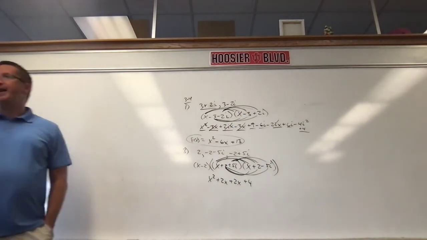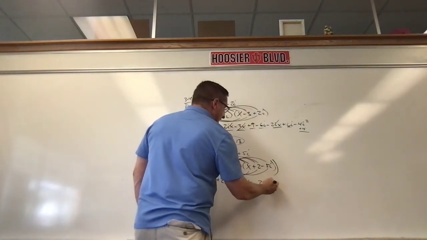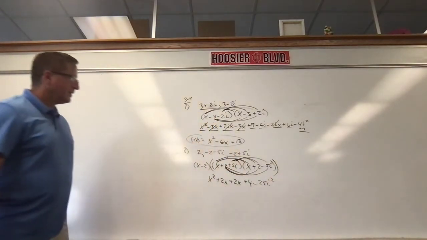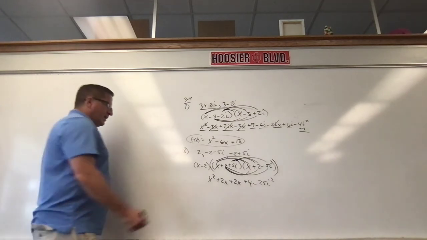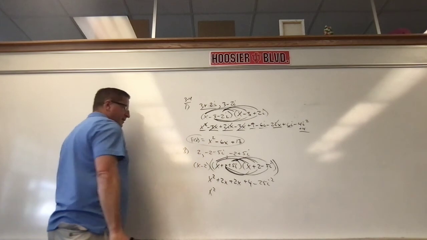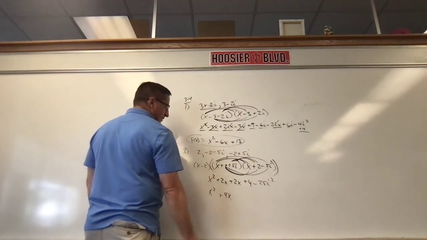What I'm saying is any term that has just an i. I mean, if you have an xi, that's okay too. Okay? But we have -25i squared. I would think the rest of this you can do in your head. X squared, then what? Plus 4x. 4x, plus what?